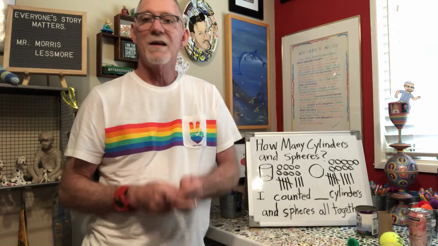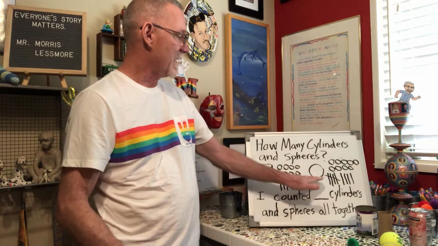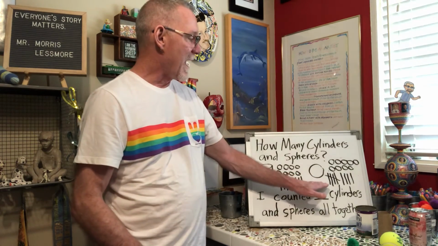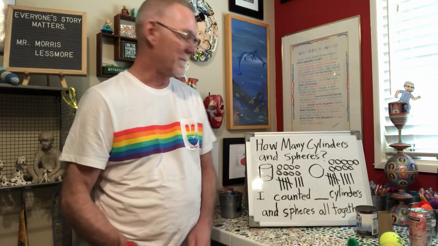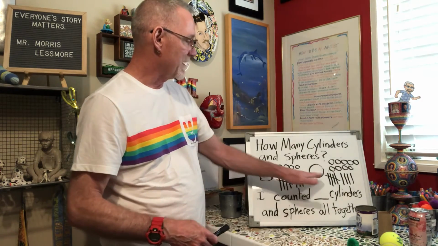So today, we're going to put the numbers together for how many cylinders and how many spheres we counted all together. That's called addition. When we join numbers together, when we put numbers together, that is called addition. You are adding the numbers together. So today we're going to add the number of cylinders and add the number of spheres to see how many altogether we had. So I'm going to count all of my circles for the cylinders and spheres and see how many I have.